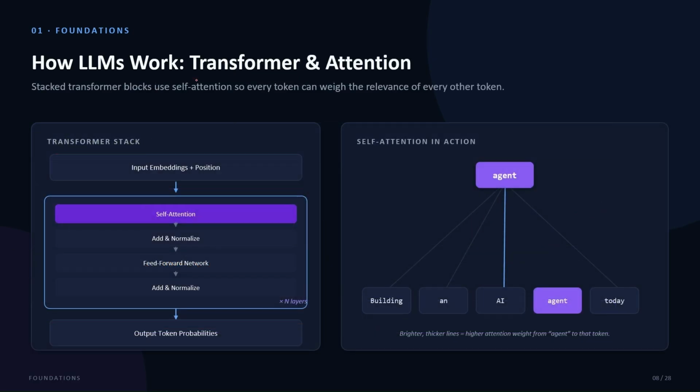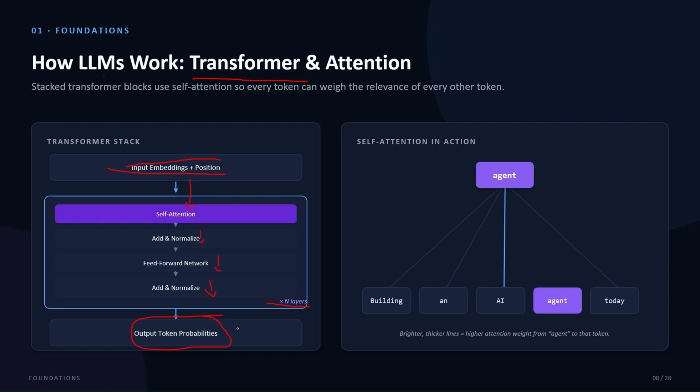in tokens, not words. Once we have embeddings, they flow through the transformer, the architecture behind essentially every modern LLM. On the left, you can see the structure. Embeddings go in, then pass through the same block repeated many times, sometimes dozens of times for large models. Each block has a self-attention step, a normalization step, a feed-forward network, and another normalization step. After the last block, the network produces output probabilities over the vocabulary.